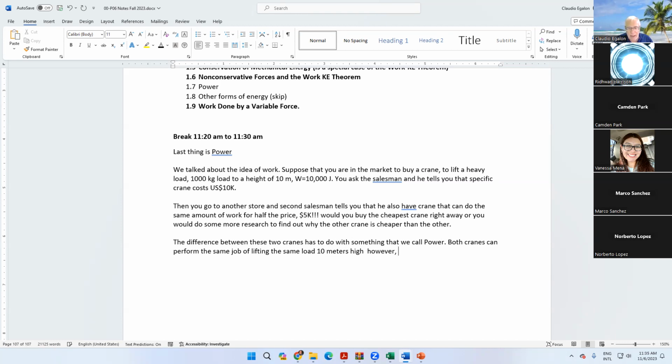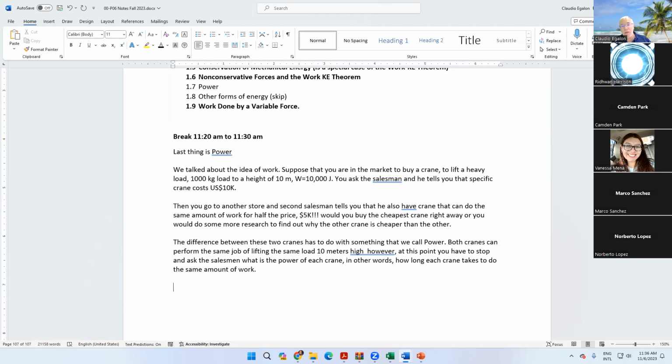However, at this point, you have to stop and ask the two salesmen, what is the power of each crane? In other words, how long each crane takes to do the same amount of work. That's what power is all about, okay?